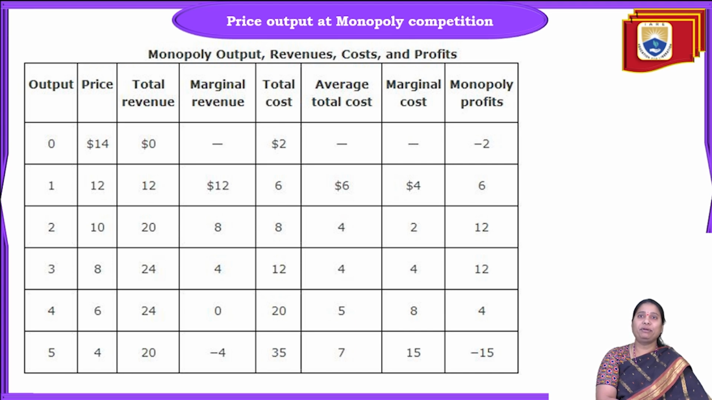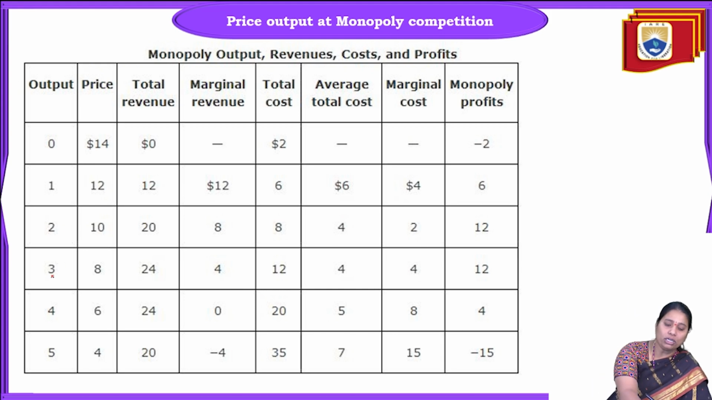So generally this is the example for monopoly output, revenue, cost and profits. If the price is $14, the total revenue is zero because they have not sold any. Marginal revenue is less. The total cost to produce that product was 2, and the monopoly profit is negative or very small. Output is 1, price is 12. They have produced one product and the price is $12. The total revenue will be 12 rupees. They will get marginal revenue of $12 from previous to now, and the total cost they have incurred is 6 rupees, which means $6. The average total cost is also $6 and the marginal cost is $4. Then they have gained a monopoly profit of 6 rupees.